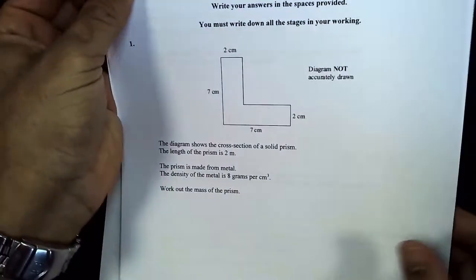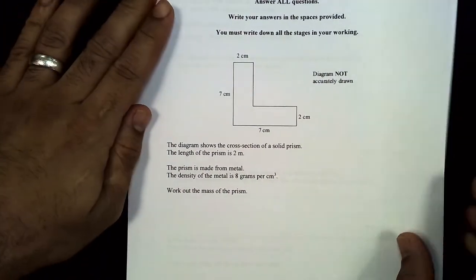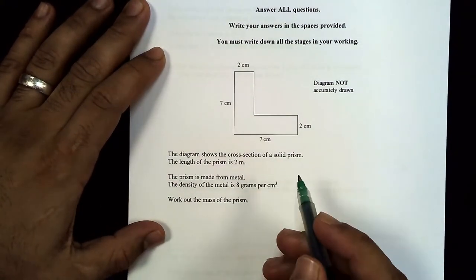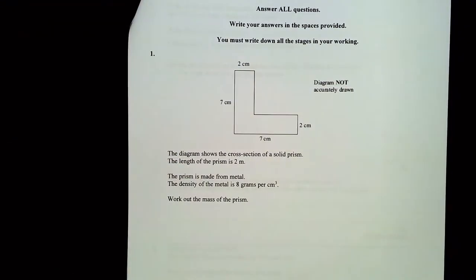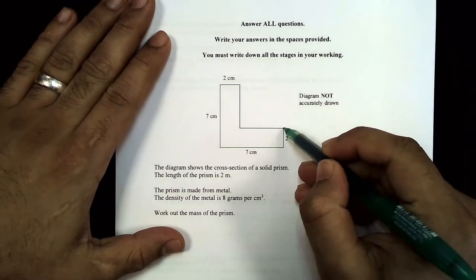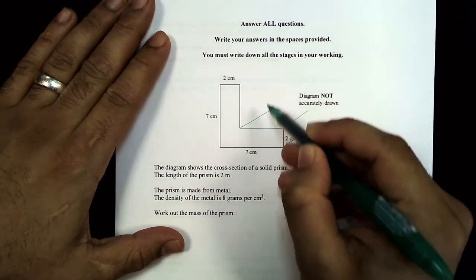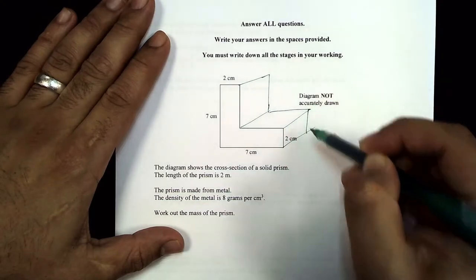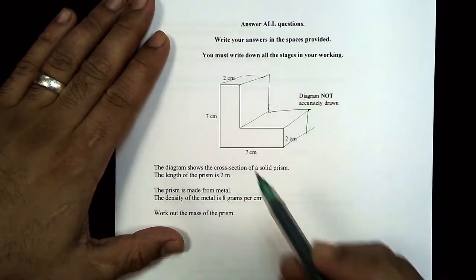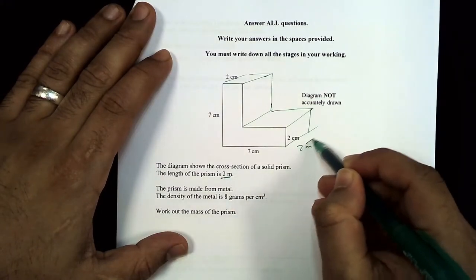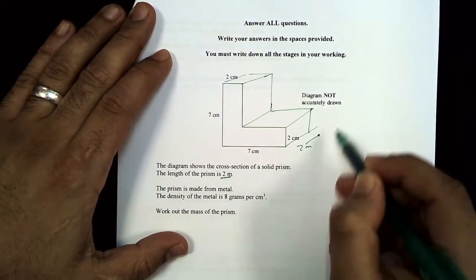So, question one. Diagram shows cross-section of a solid prism. The length of the prism is 2 meters. So it says cross-section of a solid prism, which means this is a 3D shape. If me making it 3D like this helps, then allow that to help you. So remember, it is 2 meters long, 2 meters deep. That's how deep this shape goes.